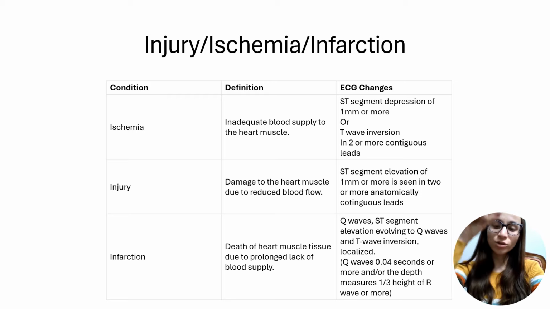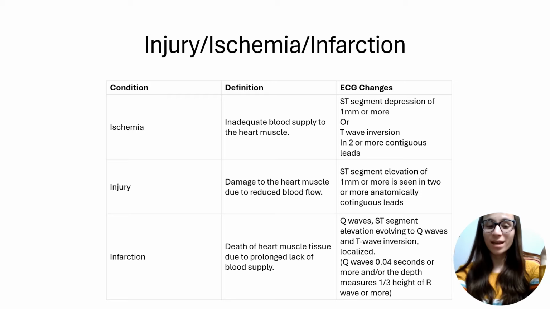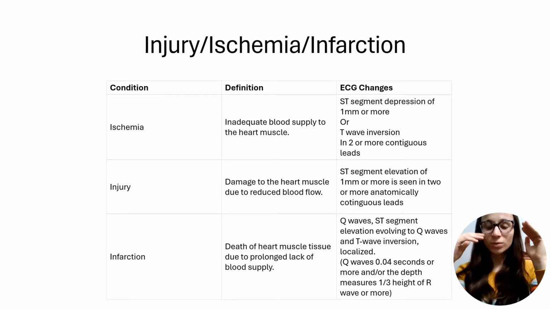So it's kind of like a trickle effect. Number one, you have ischemia. There's not enough blood supply to the heart muscle. Because of that, you'll have some damage to the heart muscle, which is injury. Then you'll have death of the heart muscle tissue, which is an infarction, an MI, a myocardial infarction. You'll see different EKG changes, and you should know the difference. If someone has ischemia, you would see ST depressions, which you also have to look out for.